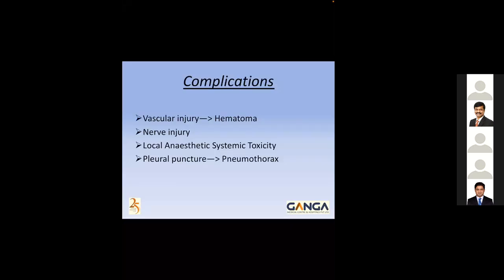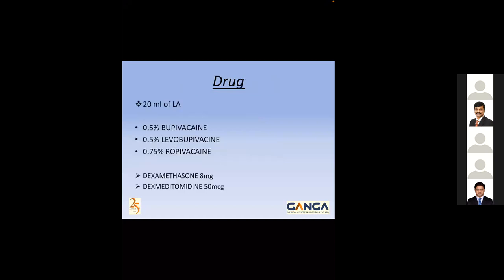What are the potential complications? Complications would be vascular injury if the needle is entered from medial to lateral direction, or nerve injury if you put the needle into the cords without hydrodissection or hydrolocation. It could be local anesthetic systemic toxicity if you inject the whole of the local anesthetic into the vascular structures, and very rarely pneumothorax due to pleural puncture if you go deeper. Ideally, 20 ml of local anesthetic will suffice, either bupivacaine, levobupivacaine, or ropivacaine, with or without additive.